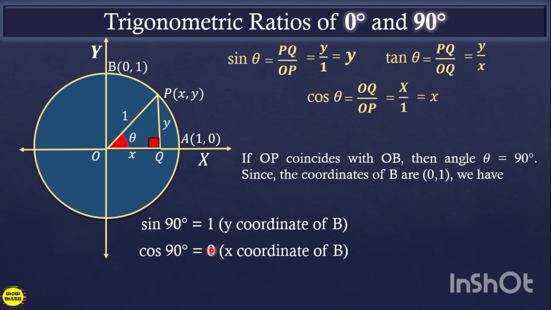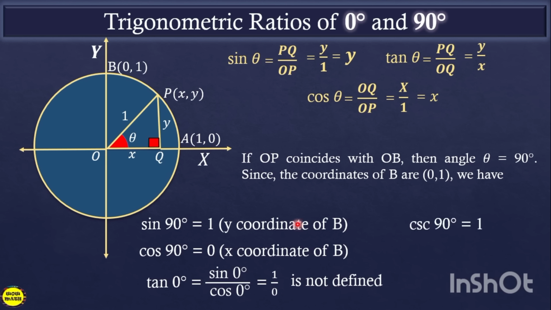And for tangent, we just have to get the ratio of sine and cosine. So, your tangent 90 degree is 1 over 0, and that is not defined. Okay? Any number divided by 0 that is not defined. So, that is undefined. And then, let's just get the reciprocal. So, this is 1. Your secant 90 degree is not defined kasi 0 po ito. And then, for cotangent 90 degree, that is 0. Okay? So, these are the 6 trigonometric ratios of 90 degree angle. Let's have the summary.